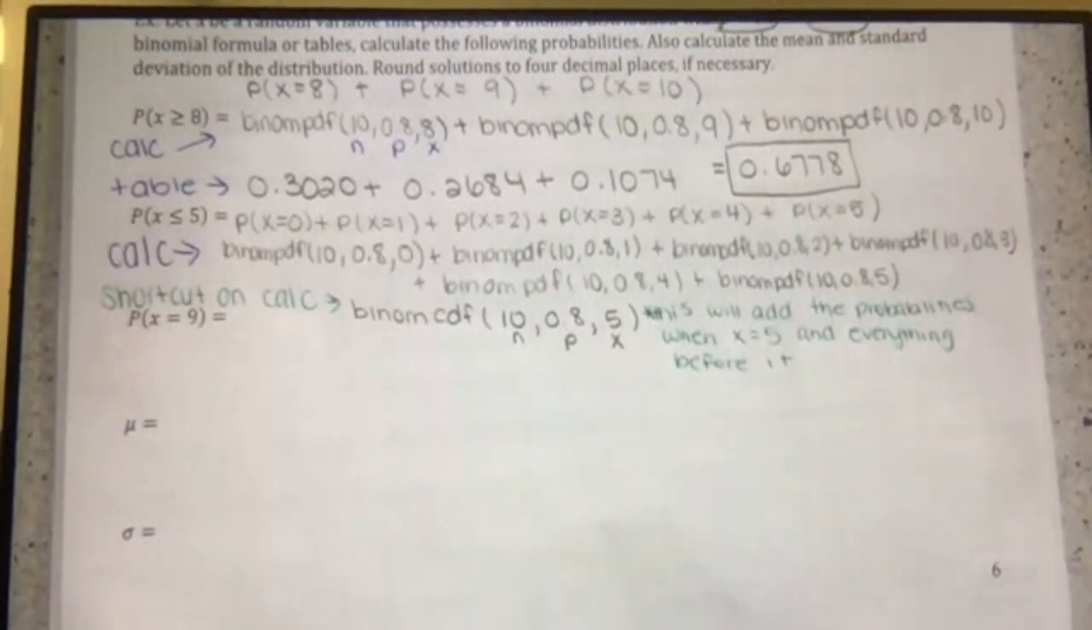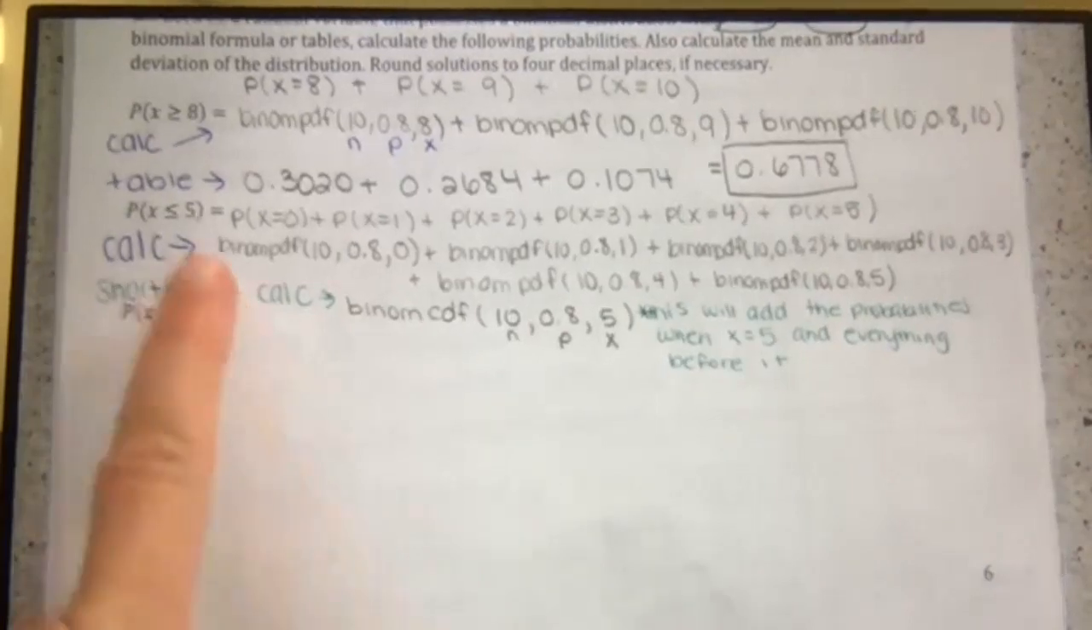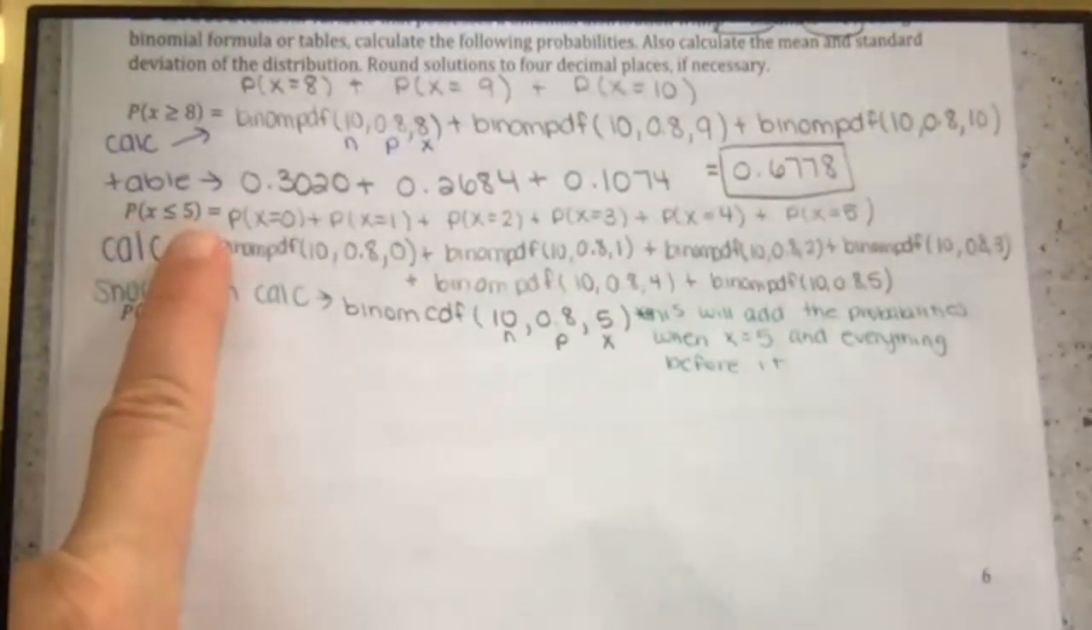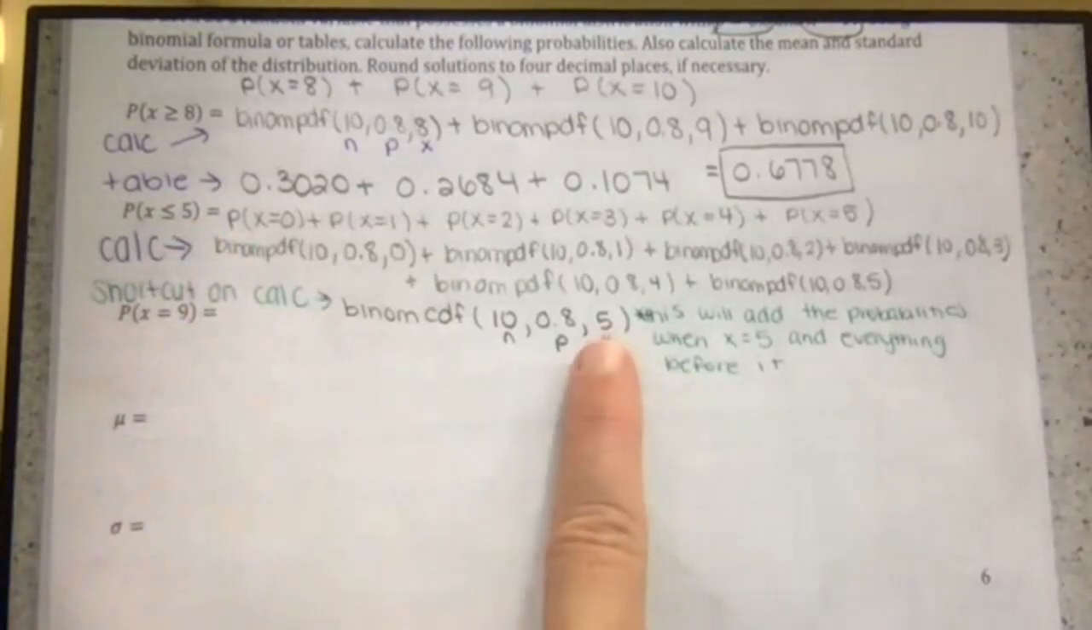Yes, ma'am. So say, for example, that the problem said the probability of x less than 5 instead of less than or equal to, would you just put 4 then in its place? Yeah, great question. Yes, you're right. So if it said less than 5, that doesn't include 5. So that means you'd have to do 4 and everything before it. So you'd put in 4 for x.